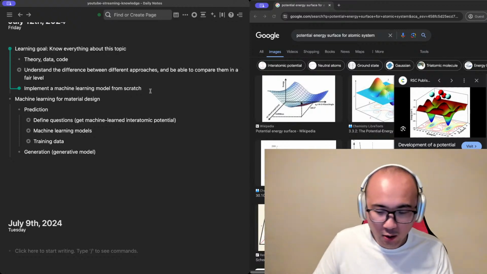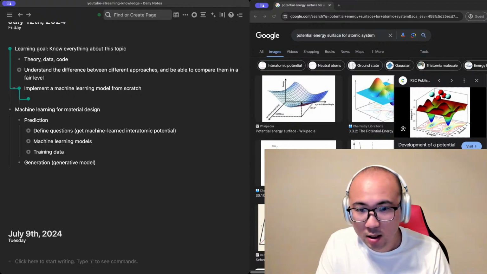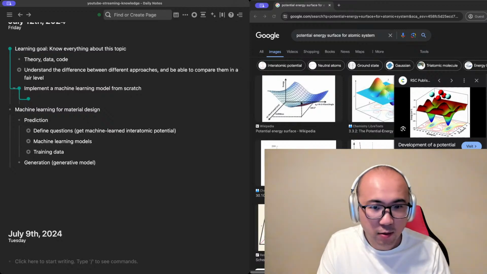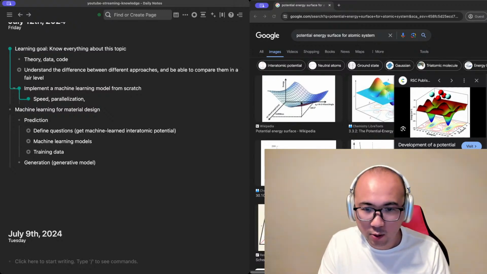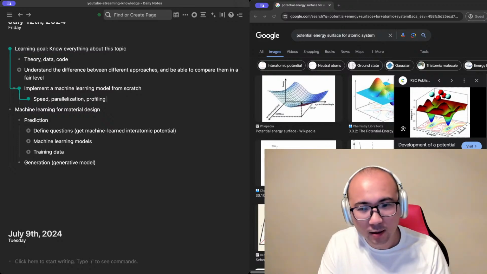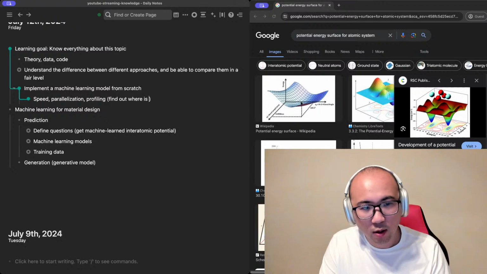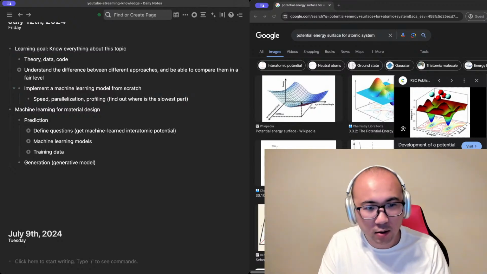And also about the speed. The speed is also important. Speed, parallelization, and also profiling, like finding out where the slow part is.